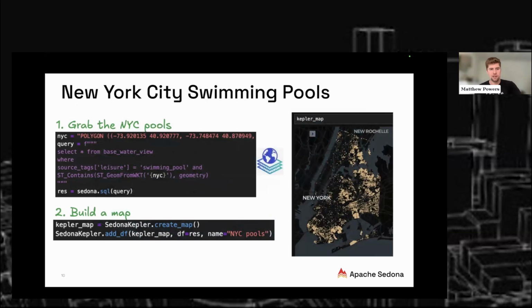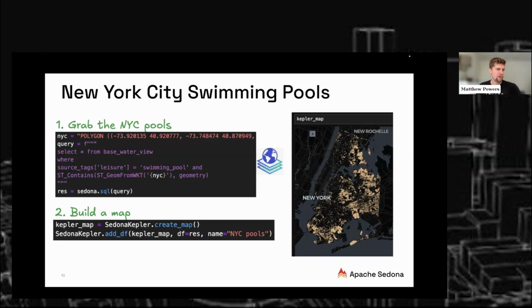Let's look at another question we can ask of the data. This one was really interesting for me in particular. I'm from New York, and what I was looking for was how many pools are in New York City. So I drew a little polygon to represent Manhattan, the Bronx, Queens, and Brooklyn, and then I looked at how many swimming pools there were. This was from the base water view, if you look at the query. And what I had to do is look at the leisure source tags, which were swimming pools.